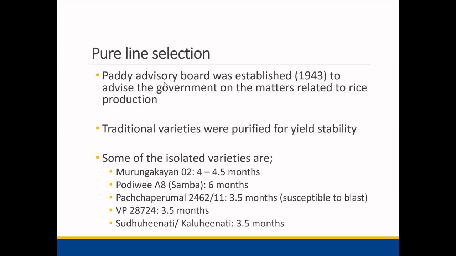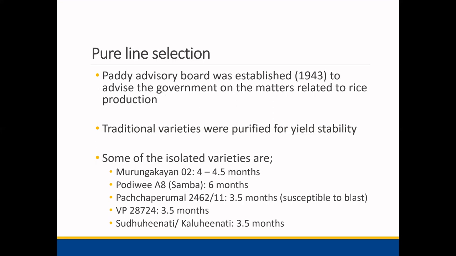From those traditional varieties. So this Paddy Advisory Board was established in 1943, right? So this was the sole body to advise the government on the matters related to rice production, right? So they were established in 1943. So the traditional varieties were purified for yield stability, right? So the pure line means, once you select that variety, you can continue cultivation. It doesn't change its characters.